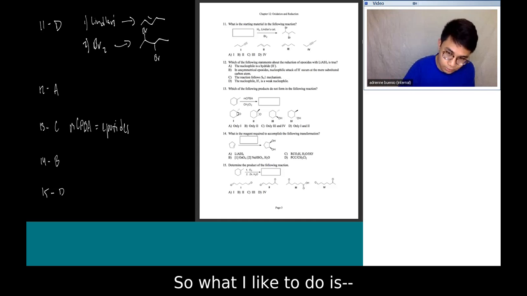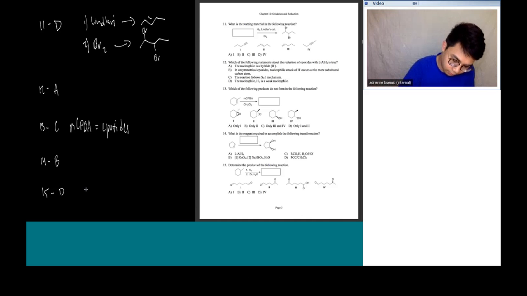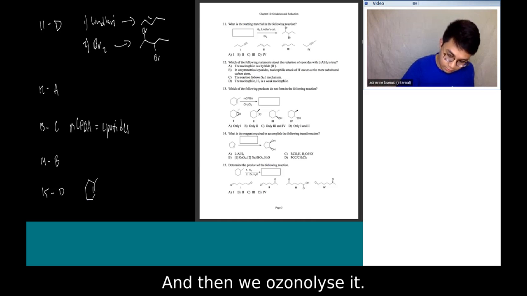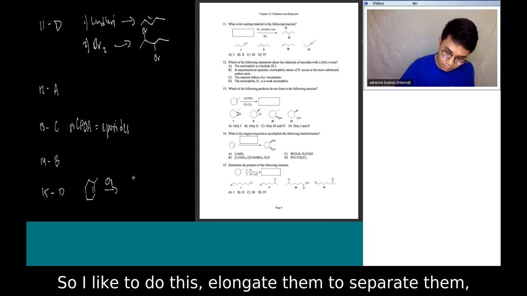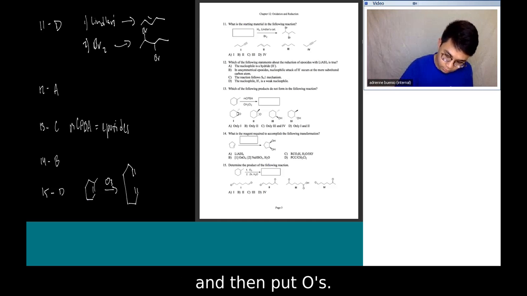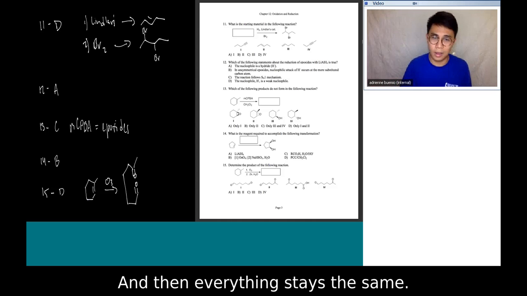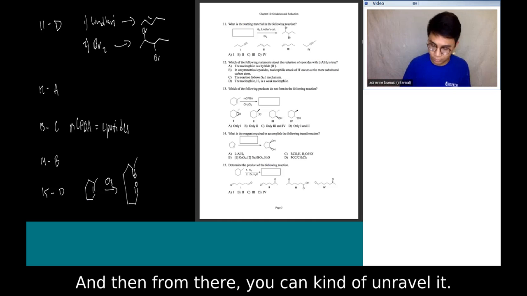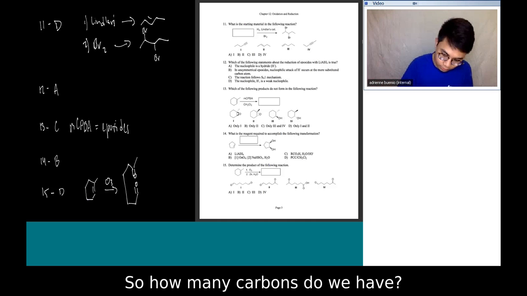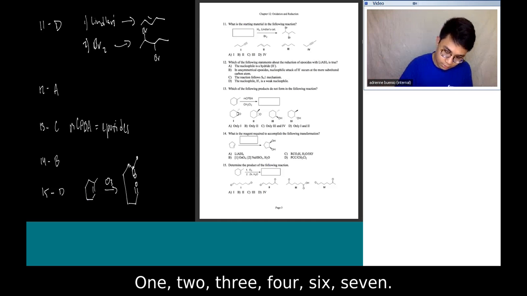So what I like to do is, we're given this, right? And then we ozonolyze it. So I like to do this, kind of elongate them, right, to separate them, and then put O's, and everything stays the same. And then from there, you can kind of unravel it, right? So how many carbons do we have? 1, 2, 3, 4, 6, 7.